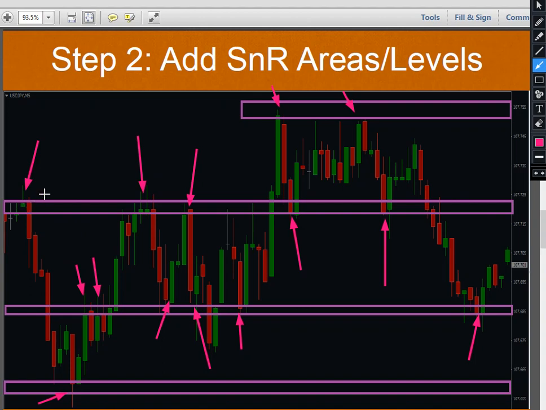Why? It is both a resistance. On the left is a resistance. Once it was broken, it was respected as what? Support. Broken again, respected. You see, with the rejection. Similarly, down here, we have a level, rejected a few times as resistance, broken, respected as support, false breakout, respected as support again and again. And we also have another level up there as resistance, all right?